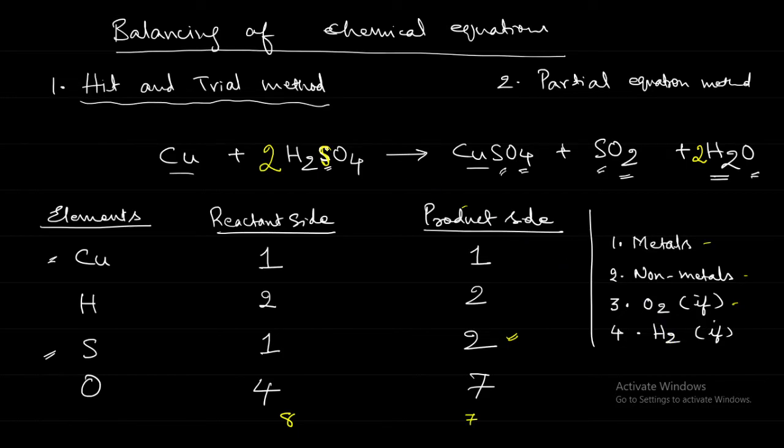Next, hydrogen. Let us see how many hydrogens are there now. 2, 2, 4. Hydrogens are 4 on this side. Here also 4 hydrogens. So now the equation is balanced. Copper is the same, hydrogens are 4 and 4, sulfur is 2 and 2, and oxygen is 8 here and here also it became 8.